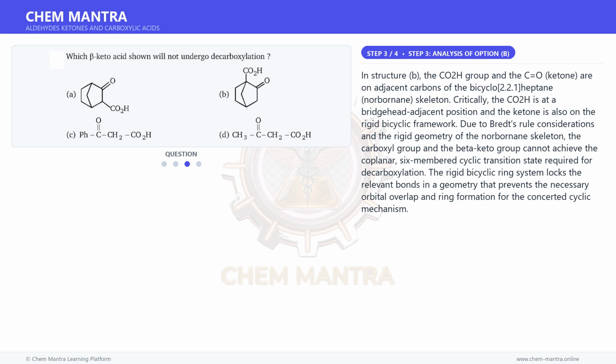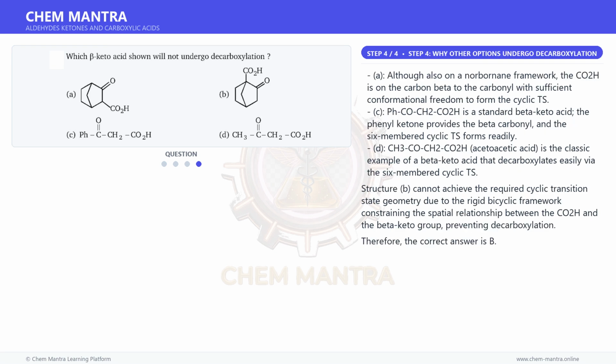cannot achieve the coplanar, 6-membered cyclic transition state required for decarboxylation. The rigid bicyclic ring system locks the relevant bonds in a geometry that prevents the necessary orbital overlap and ring formation for the concerted cyclic mechanism. And for the final step.